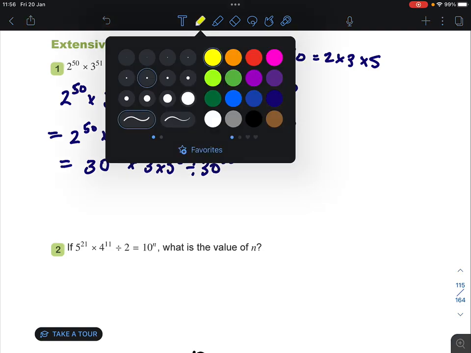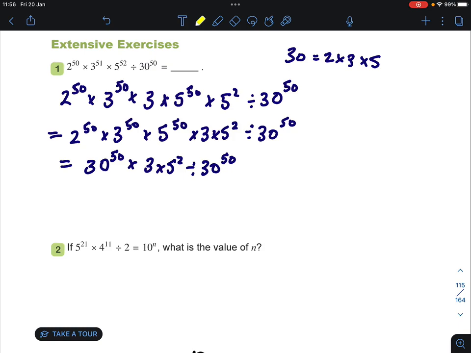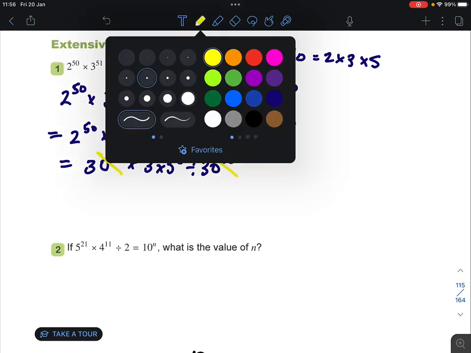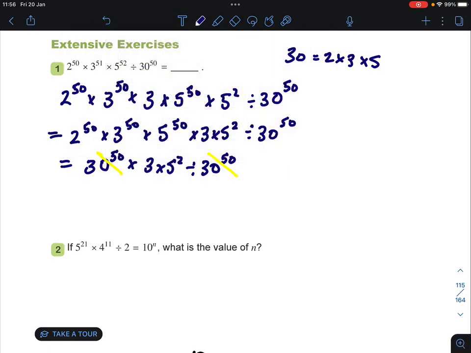So the reason this works out so nicely is because 30 to the power of 50 divided by 30 to the power of 50 will disappear. Or not disappear, it will give us 1. And that leaves us with 1 times by 3 times by 5 squared. Or in other words, 3 times by 25, which gives us our answer of 75.